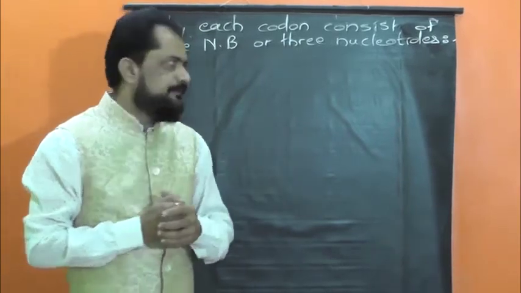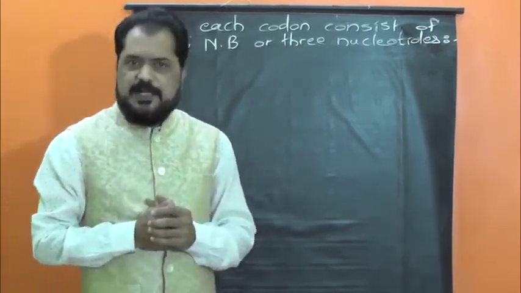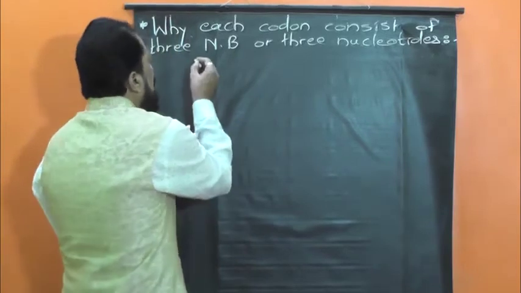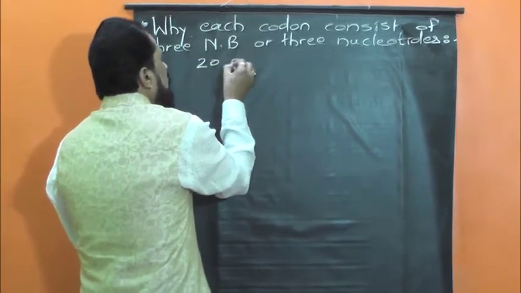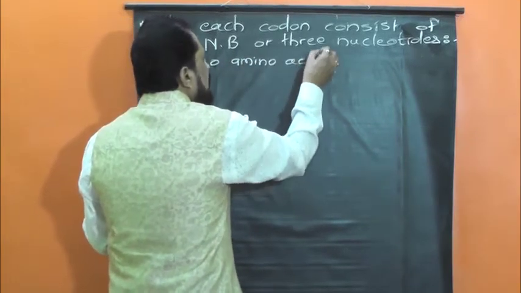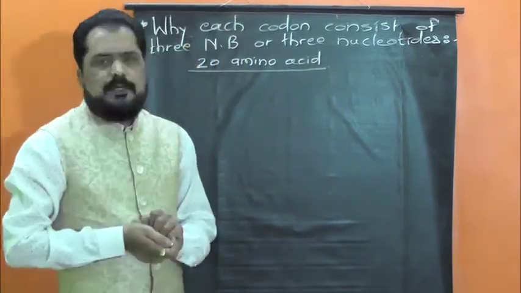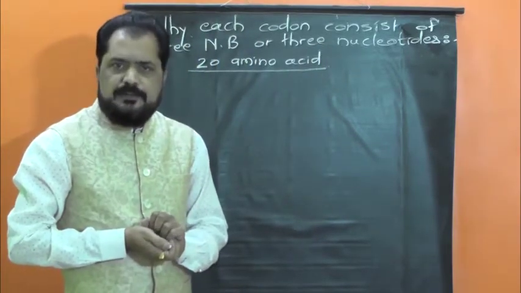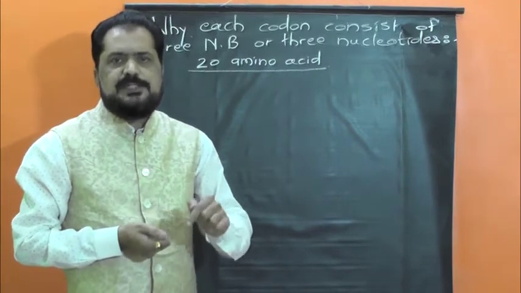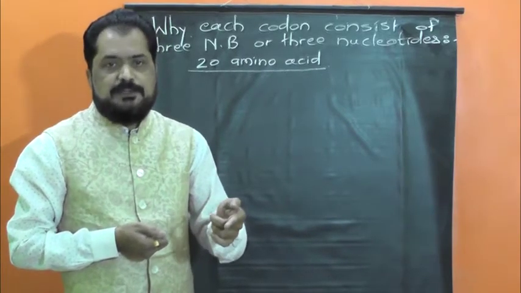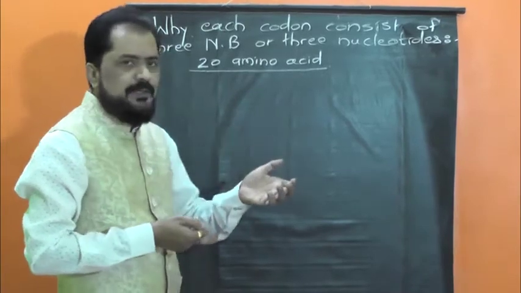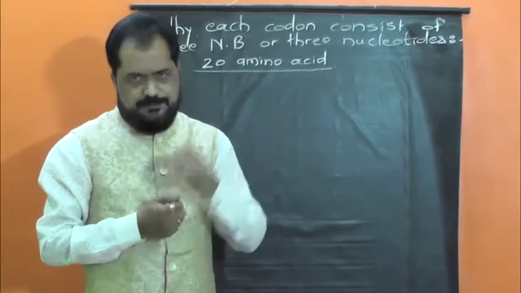Let us consider. We know that there are 20 amino acids which take part in the process of protein synthesis. आपल्याला माहित आहे की सेल मध्ये प्रोटीन सिंथेसिस या प्रक्रियेमध्ये 20 अमाइनो एसिड्स सहभागी होत असतात.